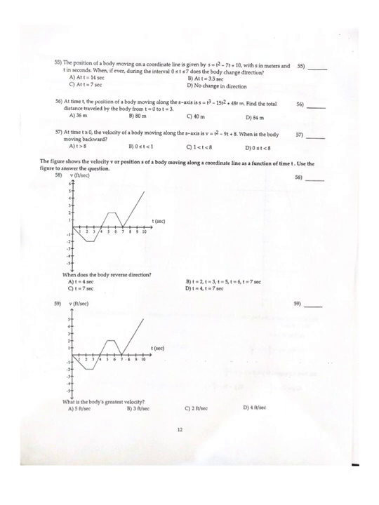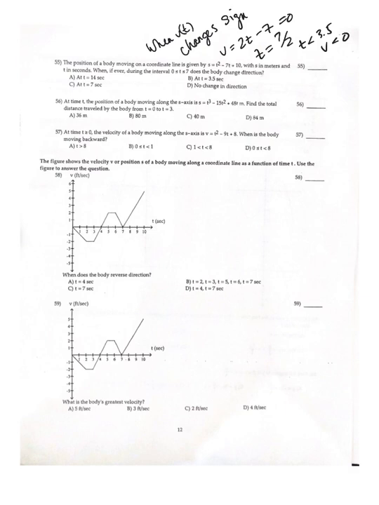So the body changes direction when the derivative changes sign, when v of t changes sign. So get v of t, 2t minus 7, set it equal to 0. Check the signs to the left and the right. When t is less than 3.5, the velocity is negative, and when t is greater than 3.5, the velocity is positive. That means it changes sign at 3.5. Therefore, the answer is choice B.